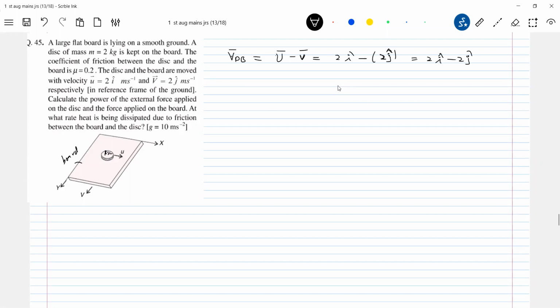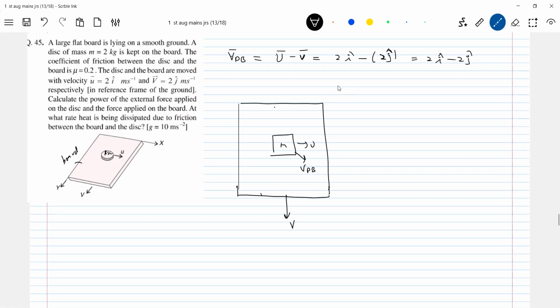Let me make a simple diagram here for your convenience. See, power doesn't mean only P equal to F into V. You may get a problem of a different kind. So this is the velocity of the board V, and this is the velocity of the disk. So the velocity of the disk with respect to the board is 2i cap minus 2j cap, somewhere in this direction. And the velocity of the board with respect to the disk should be exactly opposite to this.